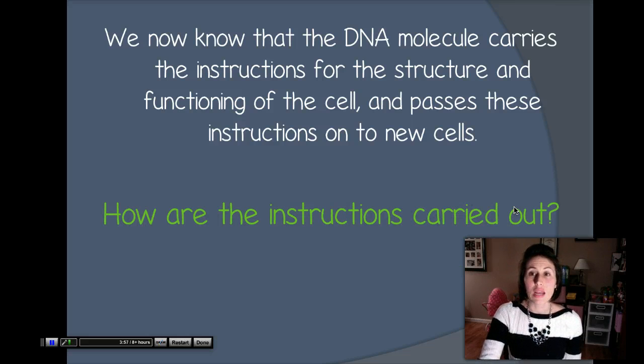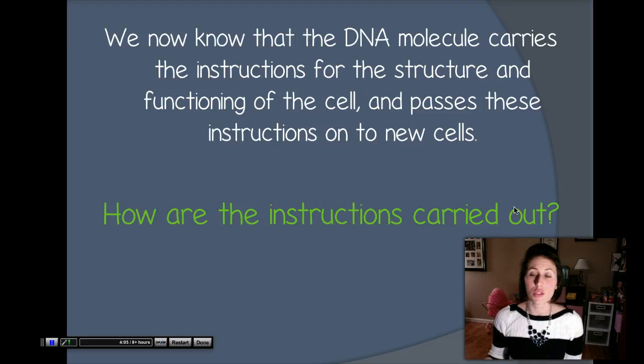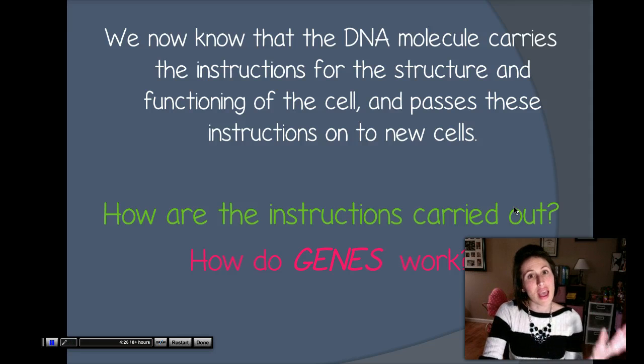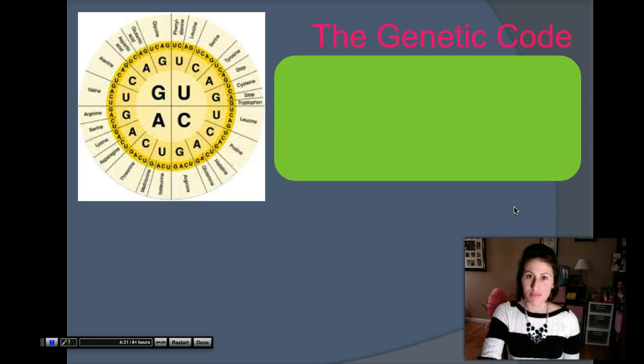We now know that the DNA molecule carries the instructions for the structure and the functions of the cell, and that information is passed on to the new cells. And we learned that through DNA replication and when we talked about mitosis and meiosis in the cell cycle. But how are those instructions carried out? That's a really important understanding that you need to have in order to understand overall how the cell works. So basically what I'm asking you is, how do genes work? Well, I'm so glad that you asked.